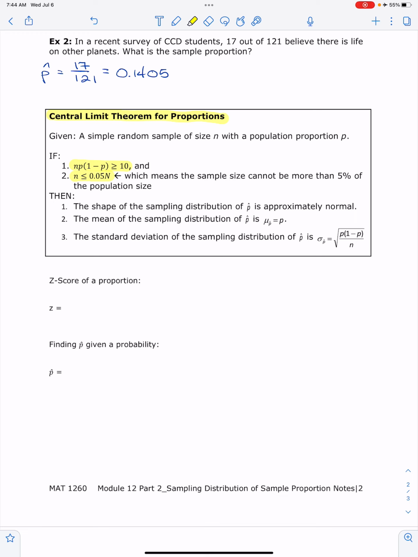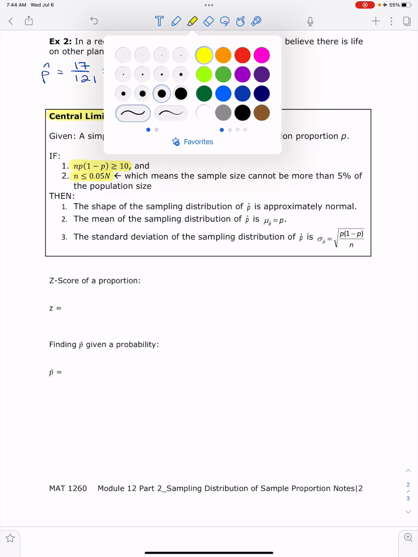If those two things hold, we know the shape of the sampling distribution of p hat is approximately normal, same as we dealt with sample means. The mean of the sampling distribution is the population proportion, same as with the sampling distribution for sample means. Standard deviation looks different though, and so let us highlight that here.